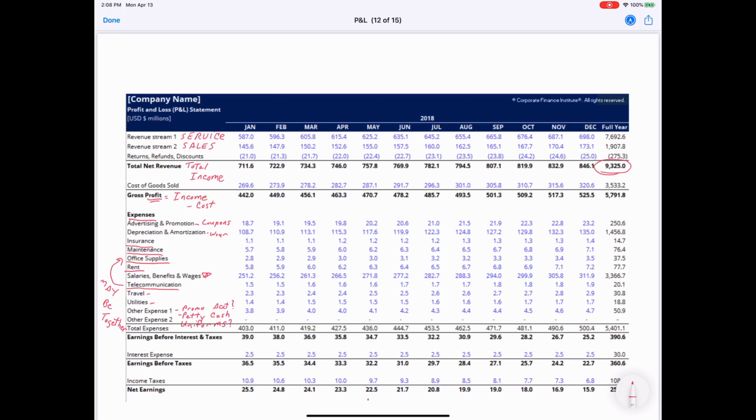So then you're going to have a total expenses. So as of right now, you have all your expenses as well as your cost, you're taking that out of your total revenue. This is going to give you a number called EBITDA, EBITA. Earnings before interest and tax.